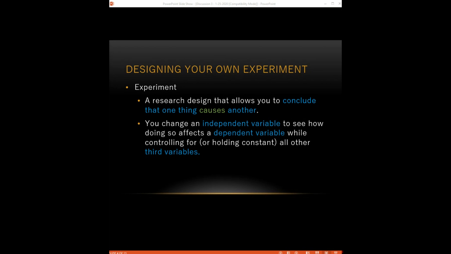Okay, so the independent variable is the thing that, as the experimenter designing the experiment, you are going to change, you are going to manipulate. So that is, you are going to create multiple groups and then randomly assign people to those groups. Okay, so then what's the dependent variable?